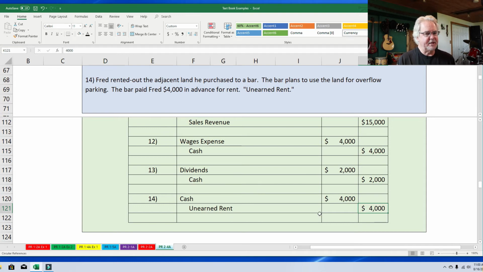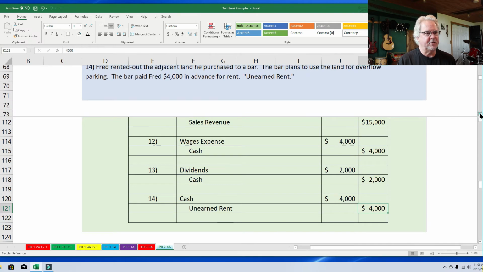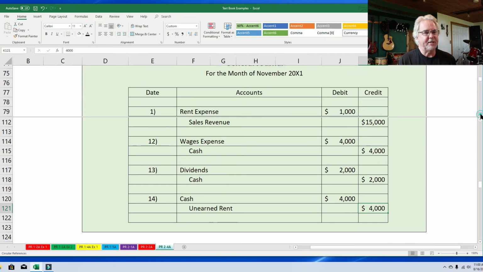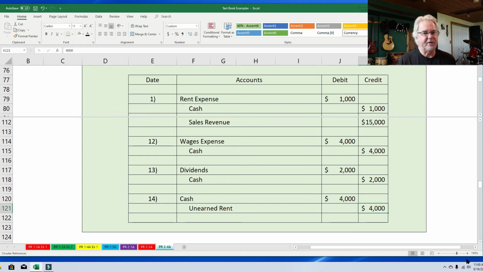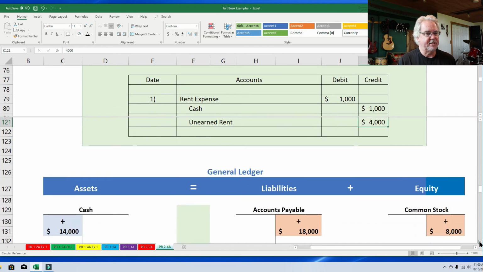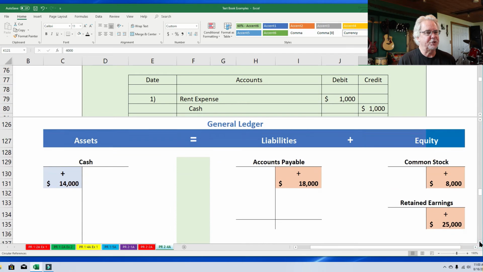So coming down here, we are done with the transactions, ladies and gentlemen. Here's my general journal that we just finished. And I'm going to go down here to the general ledger. What our job is now is to take these numbers off the general journal and put them over here into the general ledger.